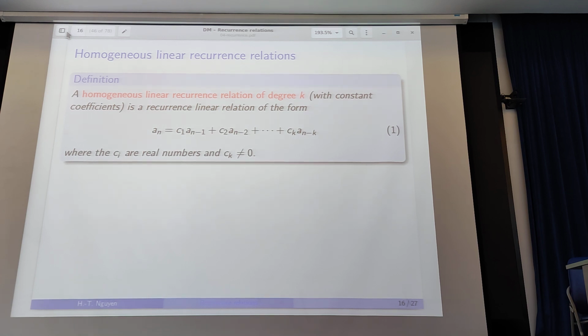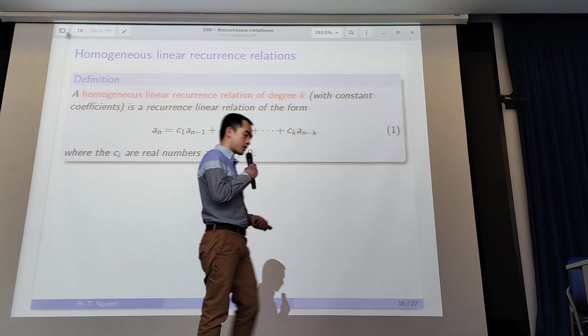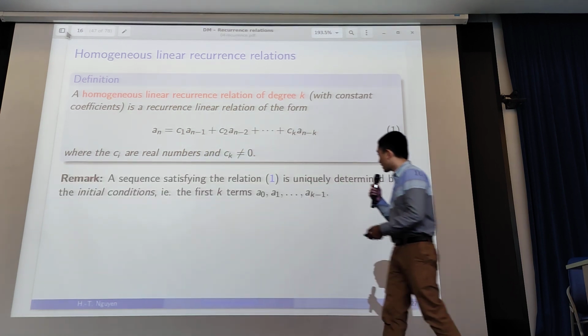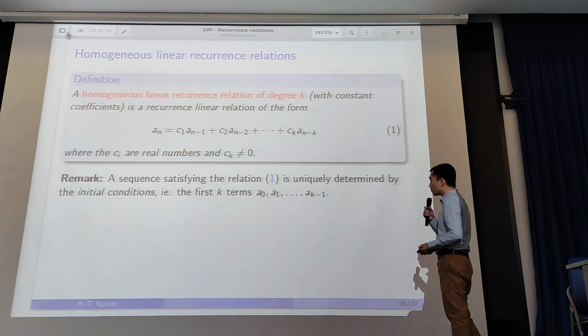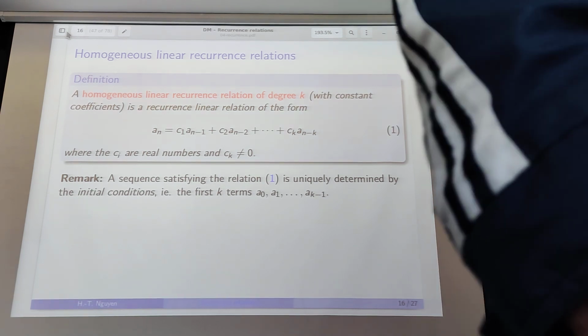Because we need to go back 2 terms, okay? And the coefficients are C1 is 1 and C2 is also 1. Okay, so of course, this is a recurrence relation, and if we need to solve for the sequence, if we want the sequence to be well defined, then we need to add the initial conditions.